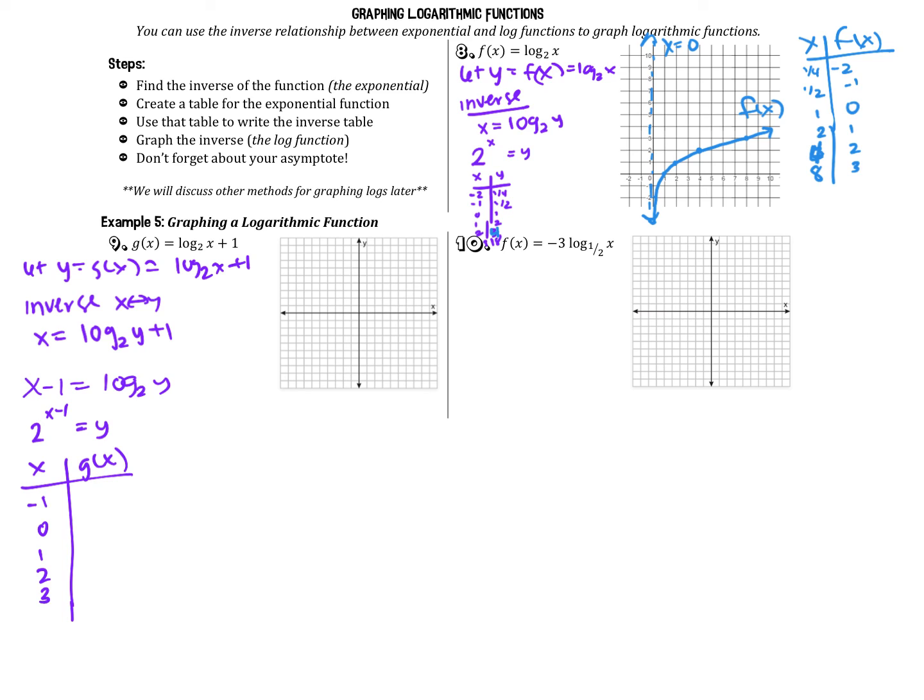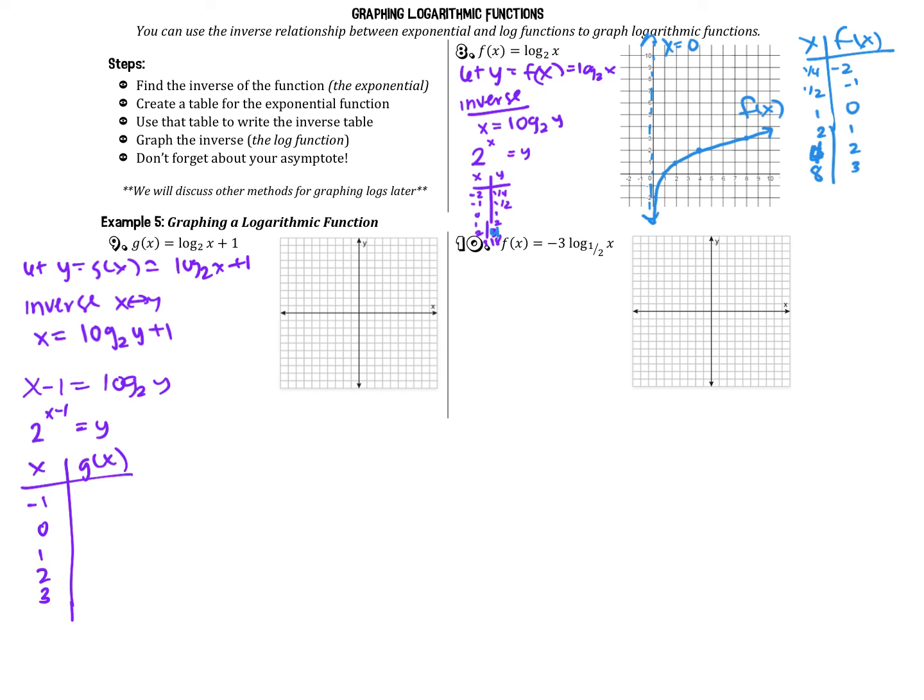And again, you can use the table that you made on number 8 since this is based off of the same parent function. You could also use the table that we made in number 8 for our log function and simply move all of those points up 1 to get our new points, because how is this different than this function? It's translated up 1. But we're going to focus on transformations of logs in a different video. So if you're not ready for that yet, that's okay.